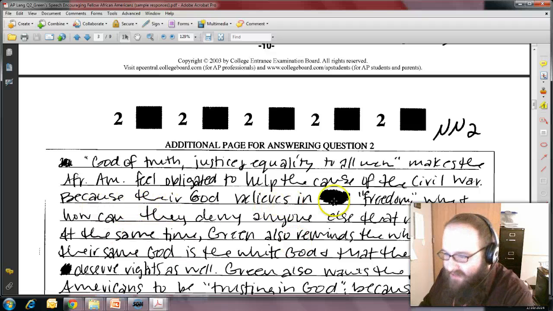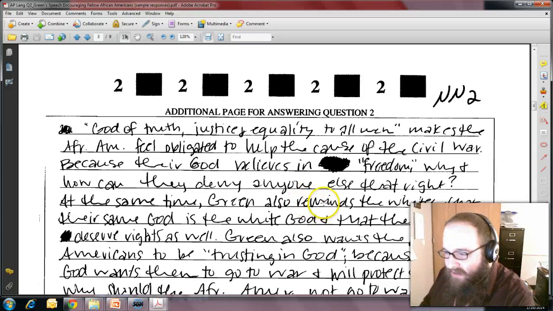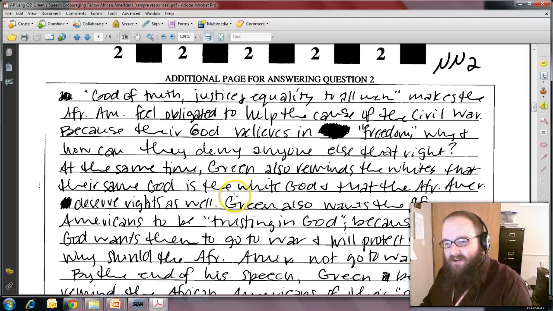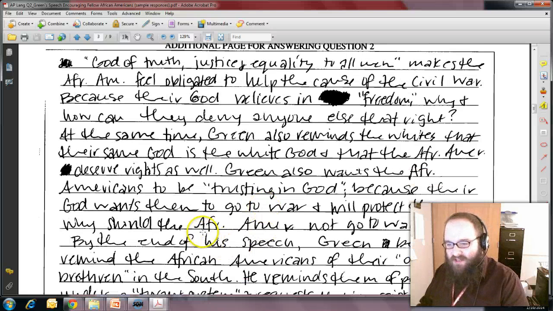Because their God believes in, quote, freedom, why and how can they deny anyone else that right? At the same time, Greene also reminds the whites that their same God is the white God, and that the African Americans deserve rights as well. Greene also wants the African Americans to be, quote, trusting in God, because their God wants them to go to war and will protect them. Why should the African Americans not go to war?